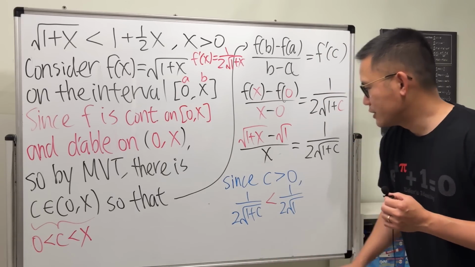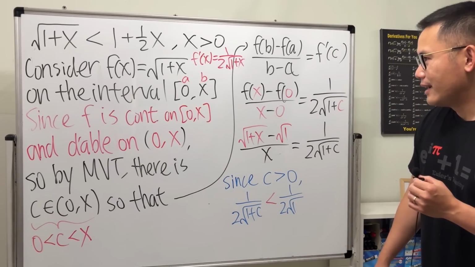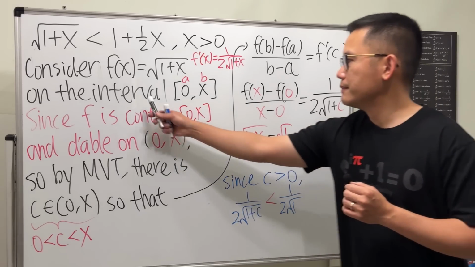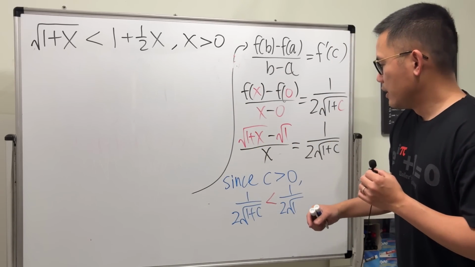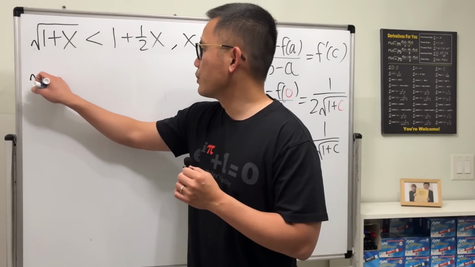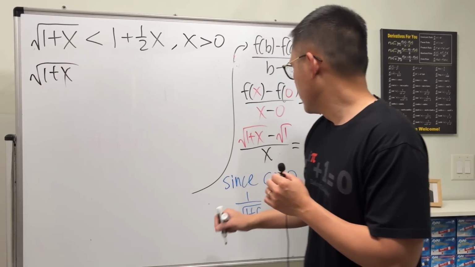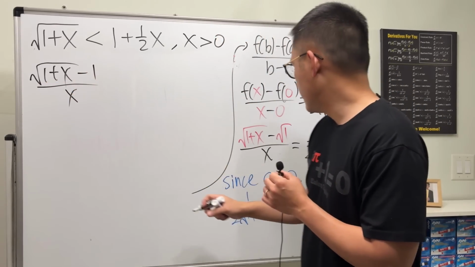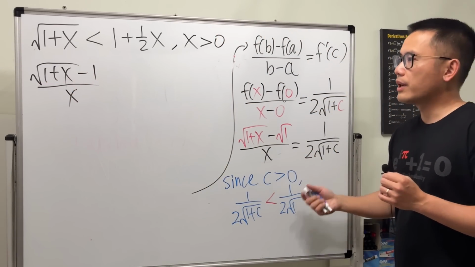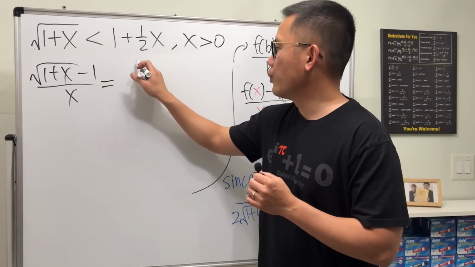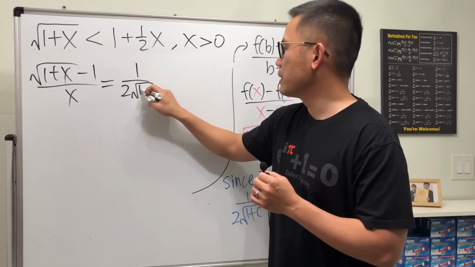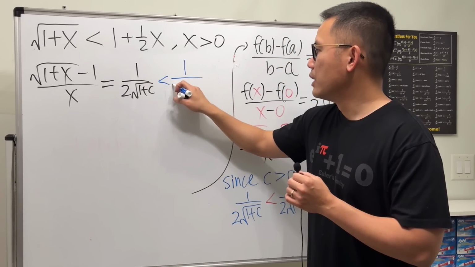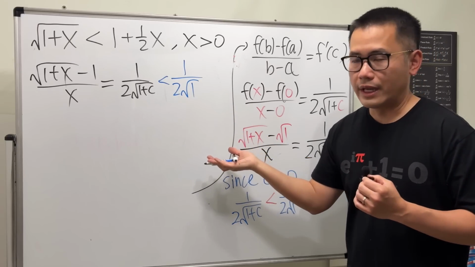Okay, I don't really have much space. So alright, I'm going to put the work over there. So on the left hand side, we still have this square root of 1 plus x minus 1 over x. And then now, this right here, which is equal to 1 over 2 square root of 1 plus c. But as we mentioned here, this is less than 1 over 2 square root of 1, which is just 1/2.